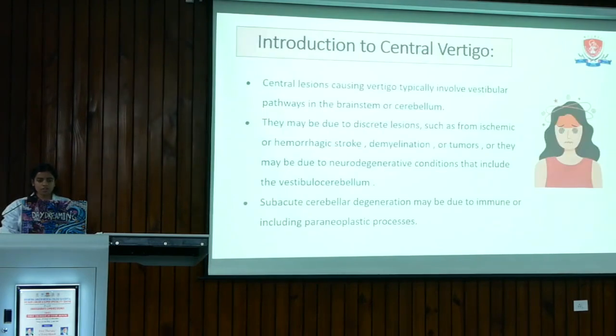Starting with the introduction, the central lesions causing vertigo typically involve vestibular pathways in the brainstem or cerebellum. This may be due to discrete lesions such as from ischemic or hemorrhagic stroke, demyelination or tumors, or they may be due to neurodegenerative conditions that include the vestibular cerebellum. Subacute cerebellar degenerations may be due to immune or paraneoplastic processes.